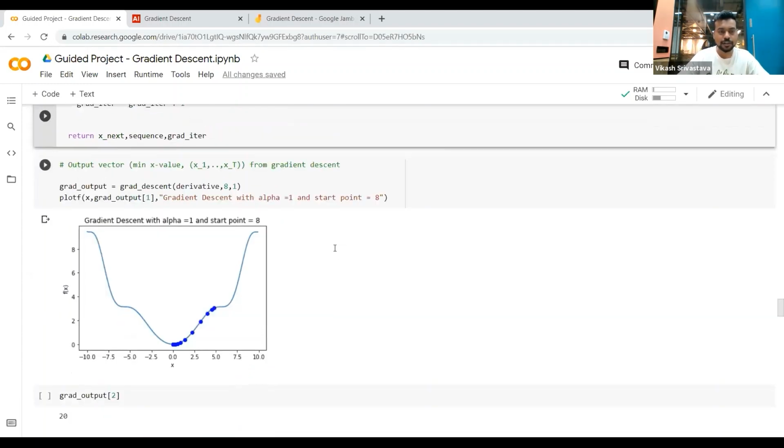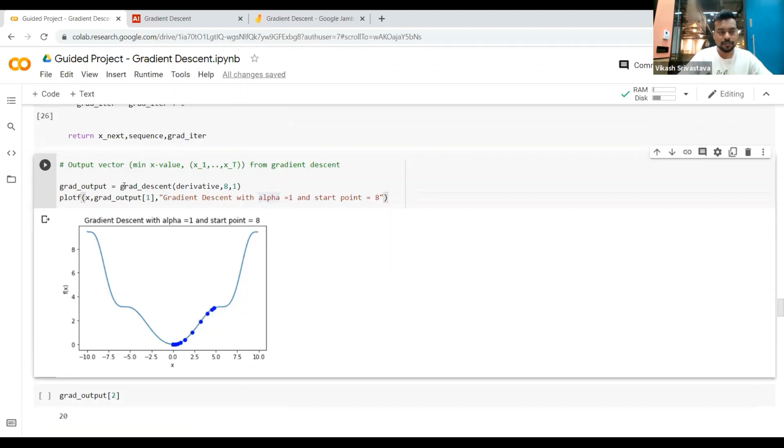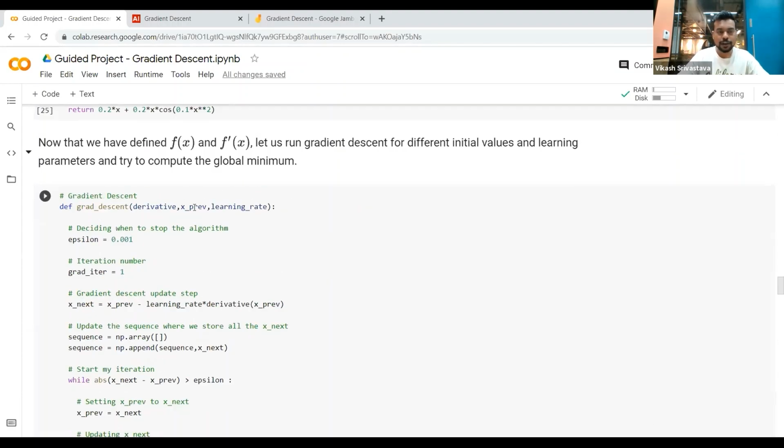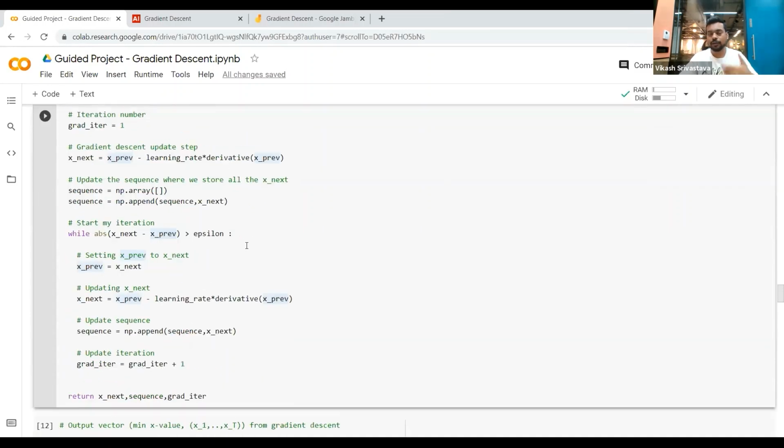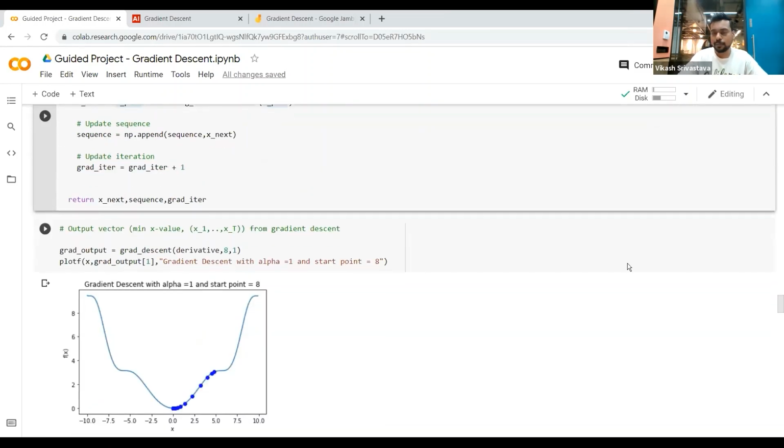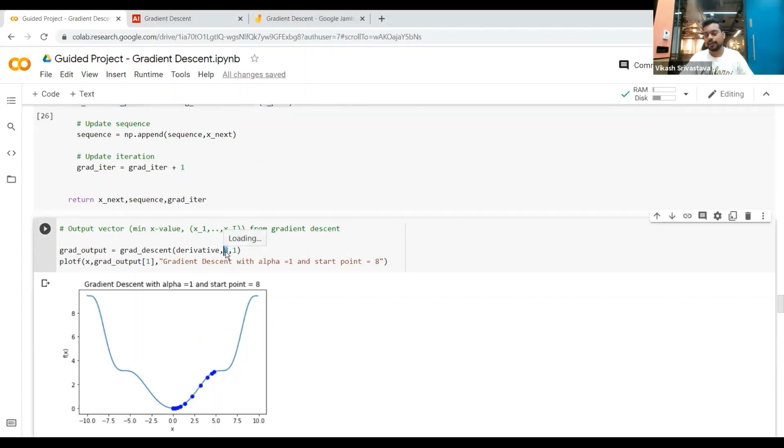So now I have run this function. I'll store the output of this function. This function takes 3 inputs: the derivative function that we have defined above, then the x prev, that is the starting point where we want to start. Let's say we start at x is equal to 8, because we know that the range of x for which we have plotted the f(x) was between -10 to 10. So let our starting point be x equal to 8, and our learning rate, let's keep this to be 1.